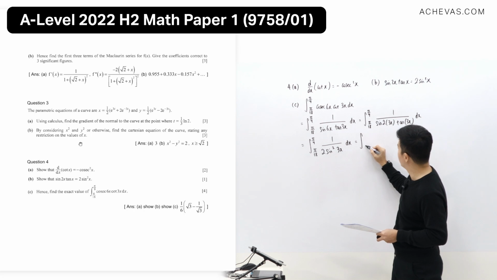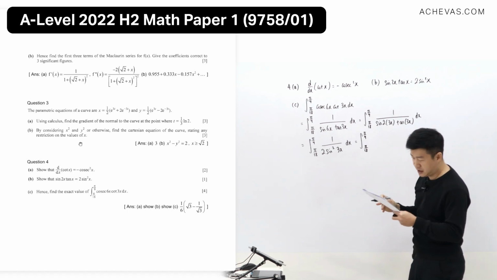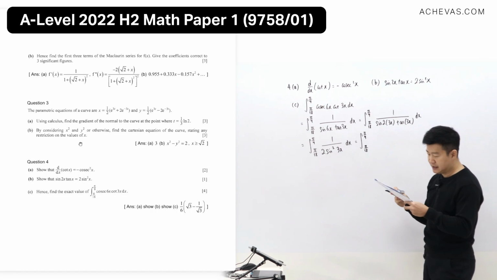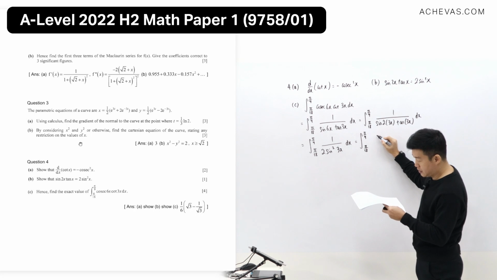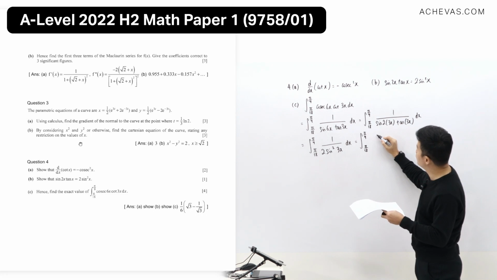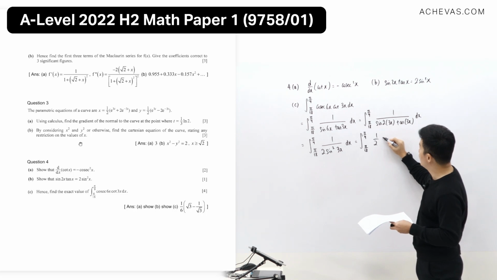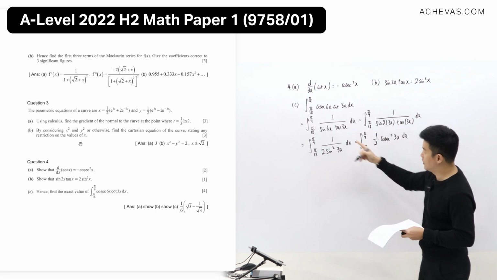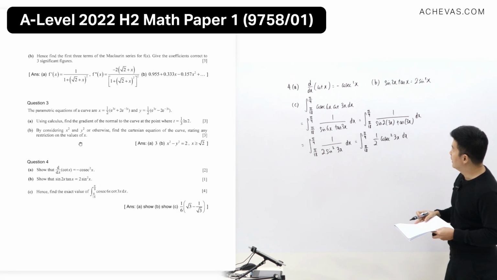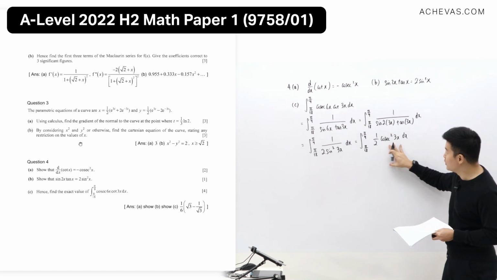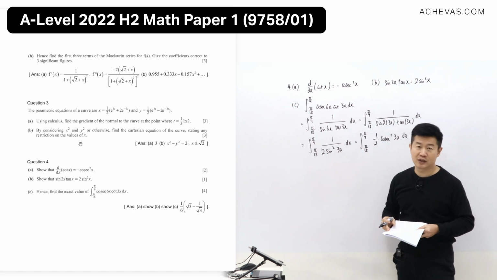Which I can also rewrite as integration from pi over 18 all the way until pi over 9 of 1 over 2 of cosecant square 3x dx, right? 1 over sine square 3x is cosecant square 3x. And the reason why I also have motivation to write this is because of what I've gotten here.